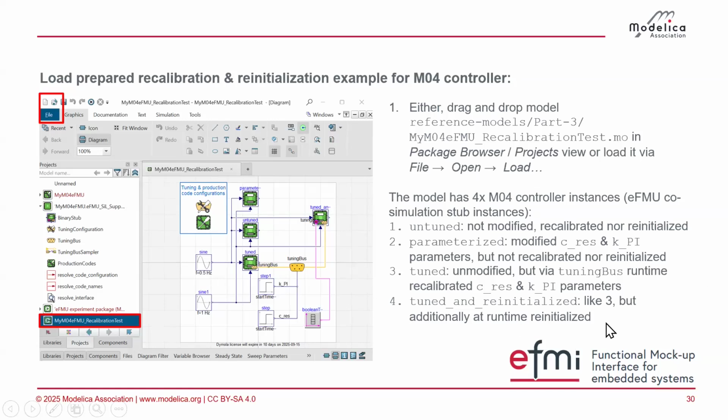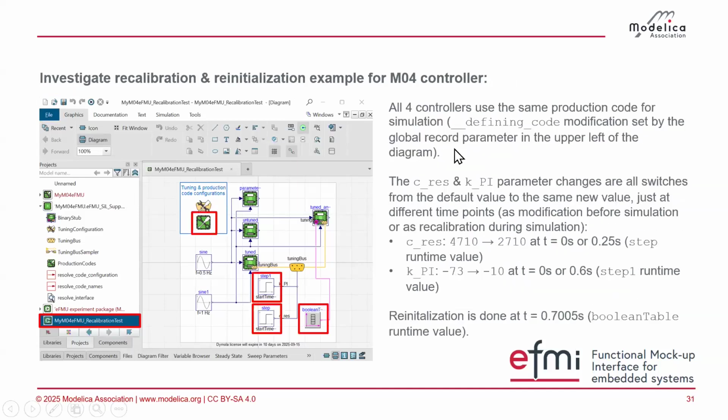And then we have a last instance that is tuned and reinitialized. That is essentially where we do the full package. So at a later point, we recalibrate, and at some other point, we reinitialize the controller. How does this work if we do the recalibration? First of all, remember, all 4 controllers use the same production code, right?